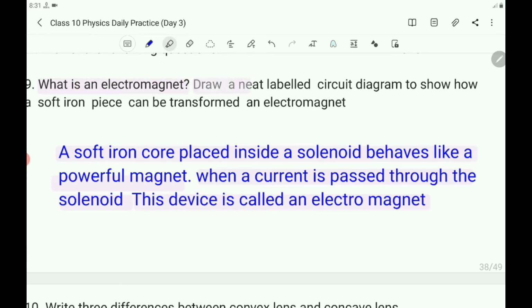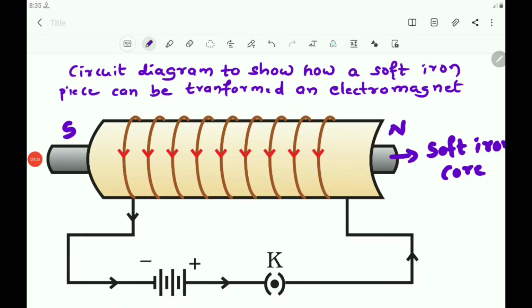The next part is, draw a neat labeled circuit diagram to show how a soft iron piece can be transformed into an electromagnet. Children, it is a circuit diagram to show how a soft iron piece can be transformed into an electromagnet. It is an example that a soft iron piece can be converted into an electromagnet when electric current passes through the solenoid, and the soft iron piece which is kept inside a solenoid behaves like a magnet. That is called an electromagnet.